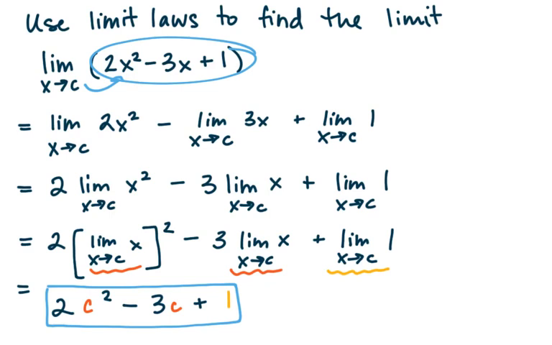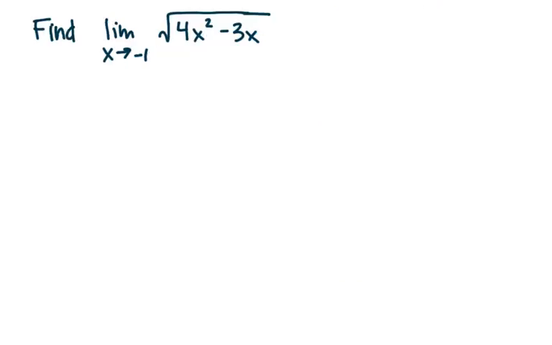And when we're doing these problems, we don't have to spread this out and separate this completely every time. It's just I want you to make sure you can understand how these limit laws work. So let's look at one other example. We are going to find the limit as x approaches negative 1 of the square root of 4x squared minus 3x. So I'm going to use all of my limit laws here to write this out.